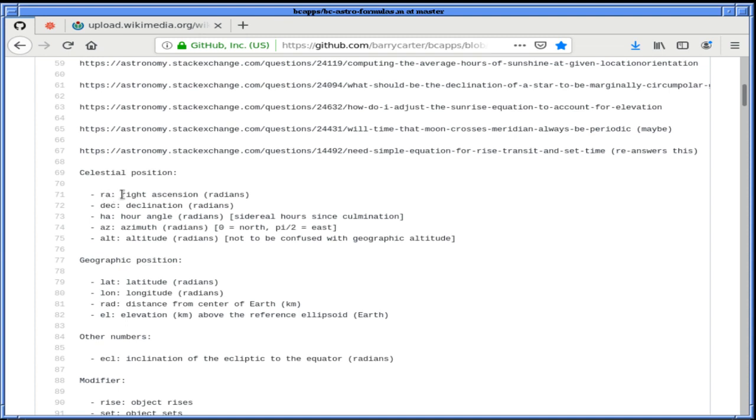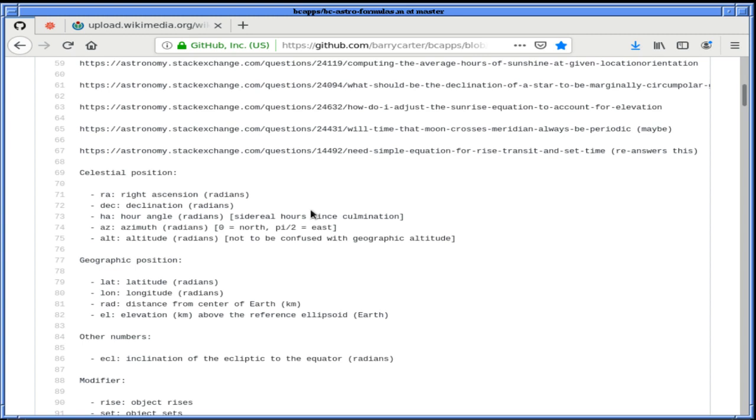So we measure celestial position with right ascension, and I'm going to use radians for everything. Right ascension is kind of like longitude on the celestial sphere. Not exactly, though. Declination, which is like latitude, also in radians. The hour angle, which I have to explain to myself. The hour angle is the sidereal hour since culmination. So if the object had a right ascension of 5 hours, it would culminate at 5 hours local sidereal time. And local sidereal time we could compute from Greenwich Mean Standard Time.